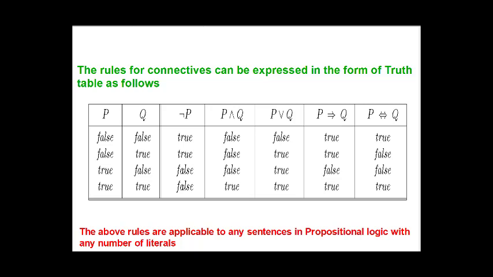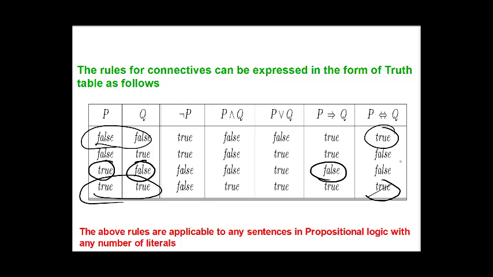P implies Q is true for all the cases except when P is true and Q is false. So this becomes false. P implies Q is false if and only if P is true and Q is false. And then finally the bicondition case. When both are false, it is true, and when both are true, it is true, otherwise it is false. So these two are false because they are neither both true nor both false. So these are the connectives with two literals.